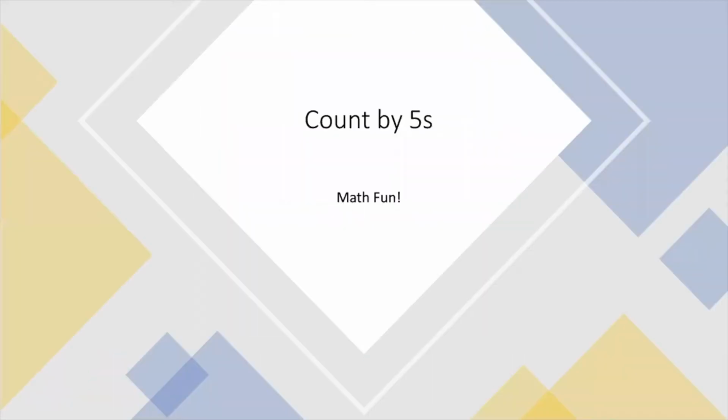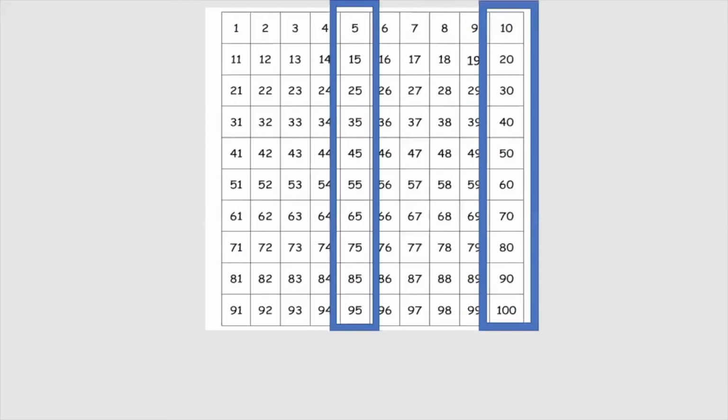Nice job. Count by fives, get ready, go. 5, 10, 15, 20, 25, 30, 35, 40, 45, 50, 55, 60, 65, 70, 75, 80, 85, 90, 95, 100. Now you try by yourself. Ready, go.